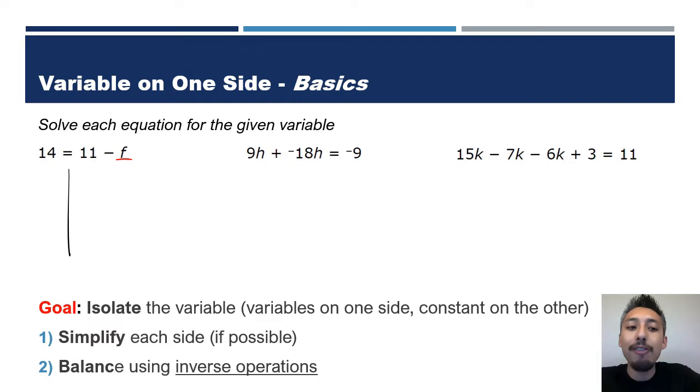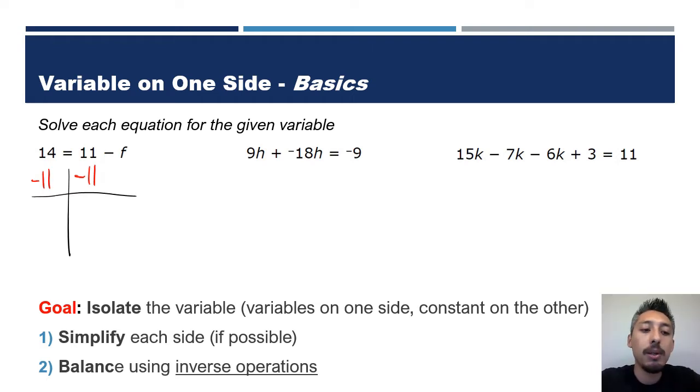If we're trying to get f by itself, that means that f should be the only thing that I want to see on that side of the equation. So we need to get rid of that 11. We don't want 11 there. F should be alone. So in order to get rid of 11, we have to use inverse operations. It's a positive 11, so to get rid of that, the inverse would be a negative 11. And when we're balancing equations, we have to remember that whatever we do to one side, we have to do the same thing to the other side.